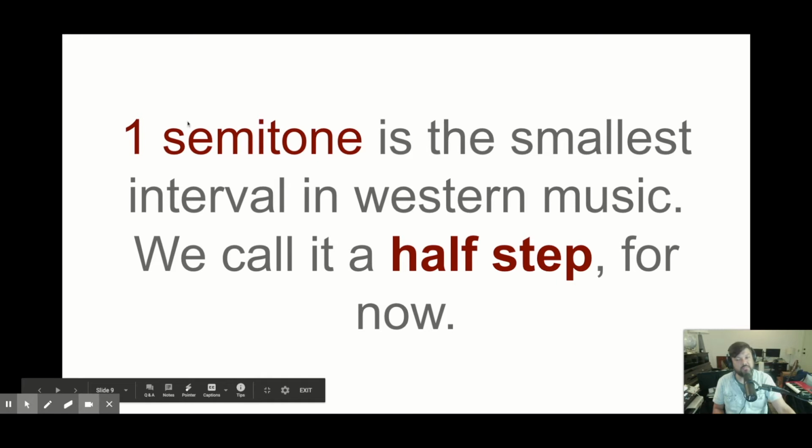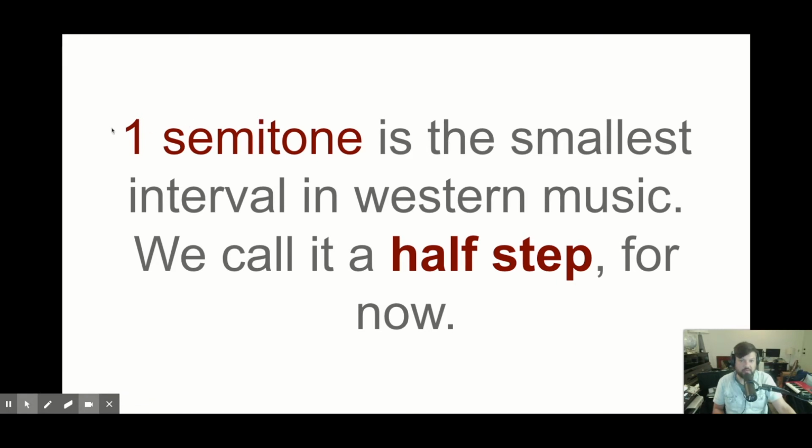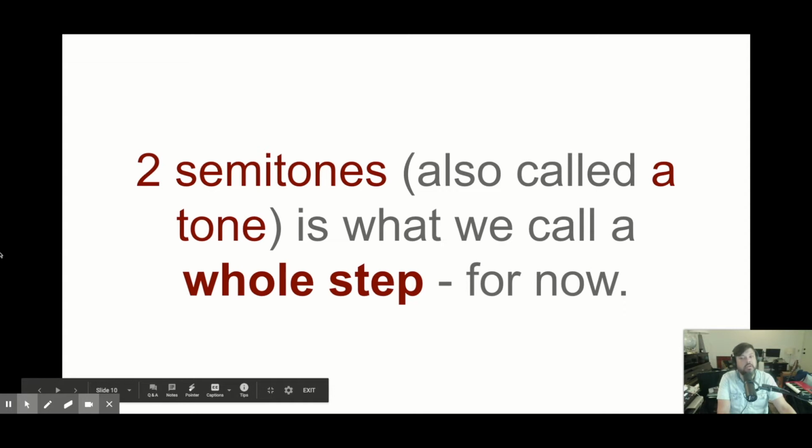So that smallest interval from one line to the next, when we played that 12-tone scale, is called 1 semitone. And it is the smallest interval in Western music. We call it a half step for now. There's different names for all of the intervals, but for now, we're going to call it a half step or a semitone.